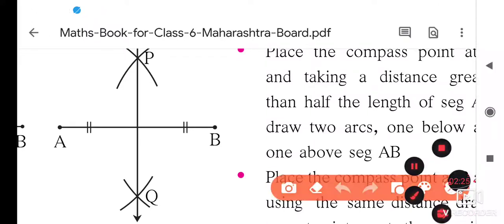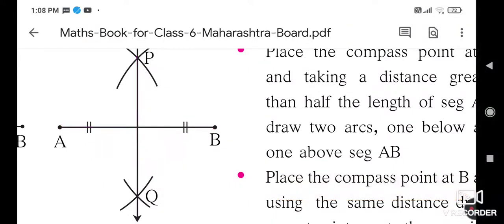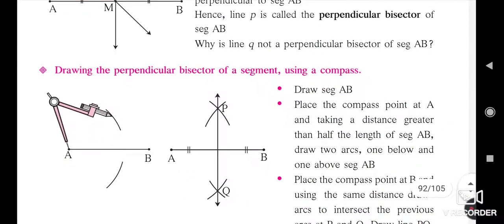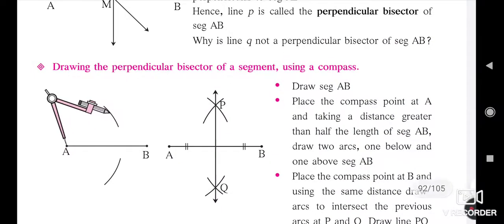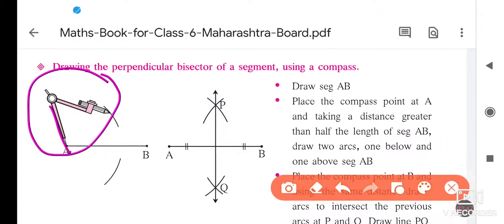The word bisector means, suppose this AB is equal to 6 cm, then this line passes exactly through the 3. So here it is 3 and here it is 3, and it is perpendicular also. So this type of construction, how to do it, that we are going to see now. First of all, we have to draw the line segment. Seg AB, if its measure is given, then that much we have to draw.